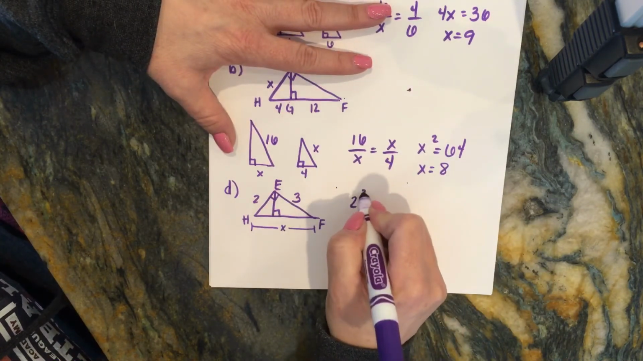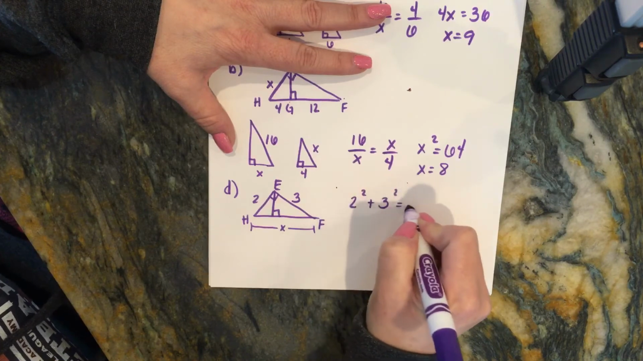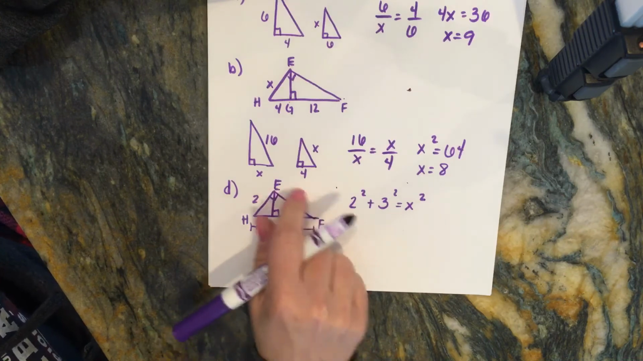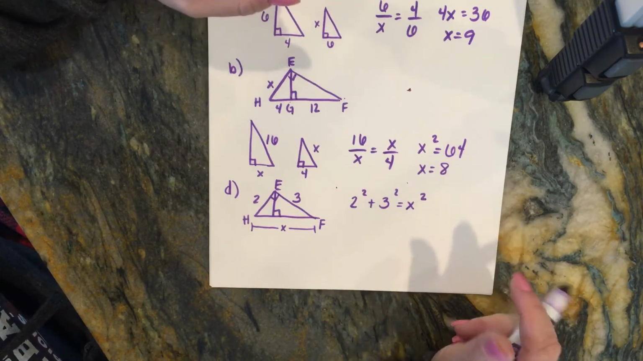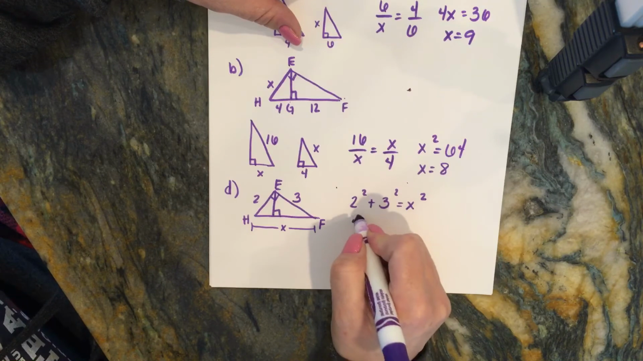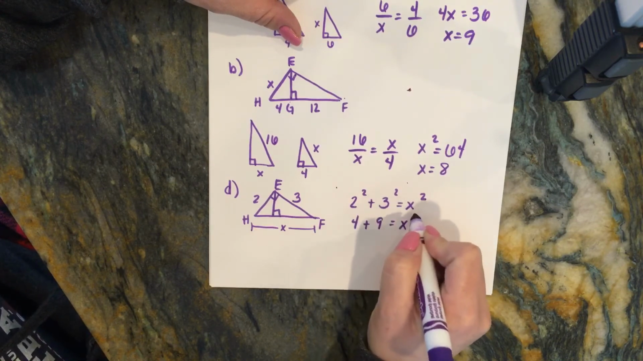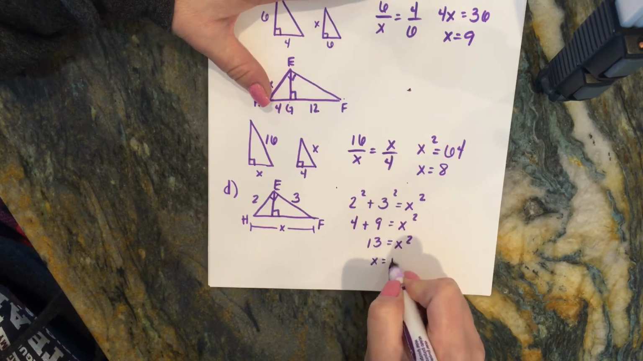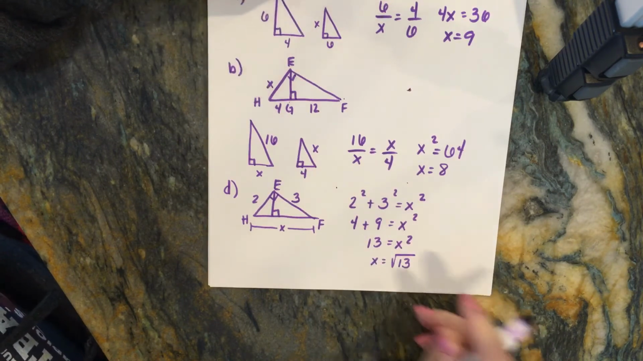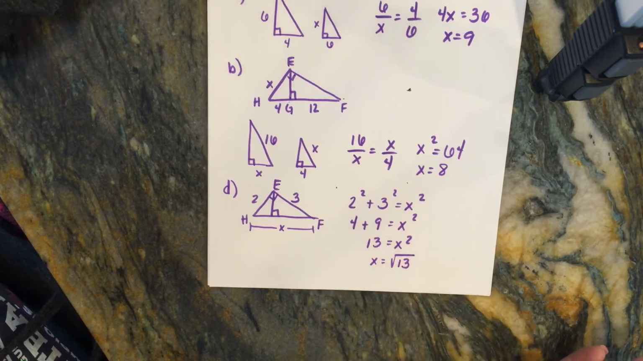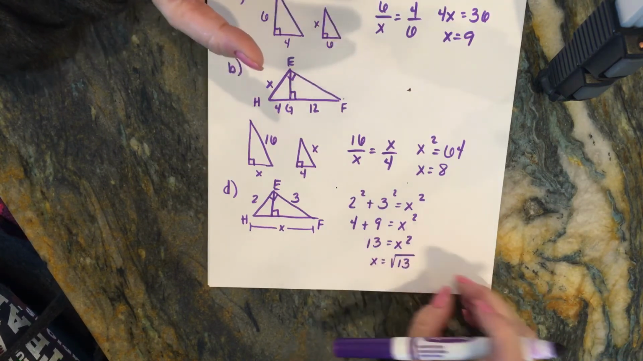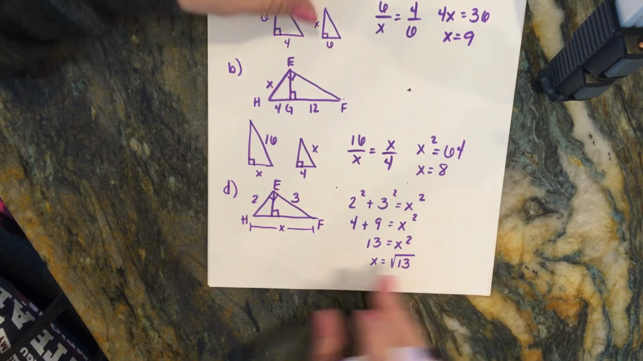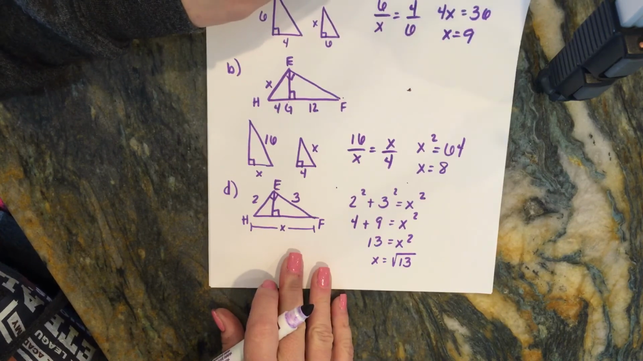So we've got 2 squared plus 3 squared equals x squared. This is not a family. The 2, 3 something family is not a family. So we're gonna just brute force this one. 4 plus 9 equals x squared. So 13 equals x squared. X equals the square root of 13. We're gonna keep it as square root of 13 because we're not going to round any decimals. I want you to keep everything in radical form, simplest radical form. We're not going to round and make things imprecise.